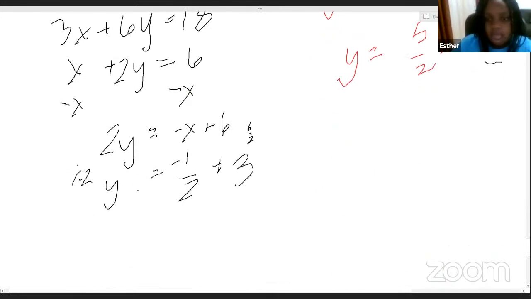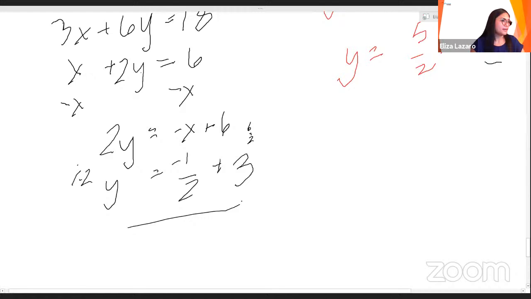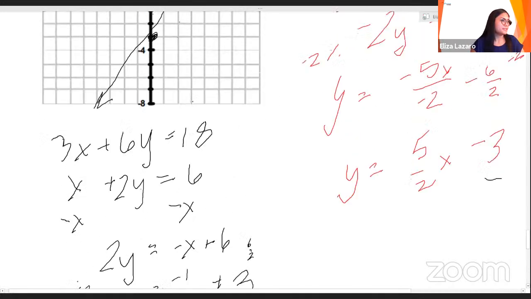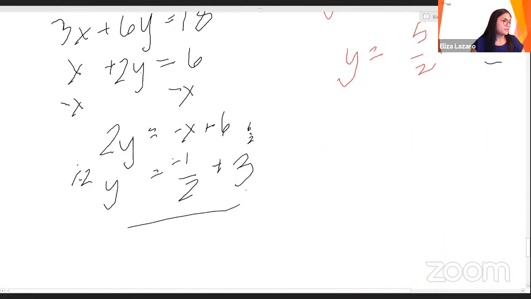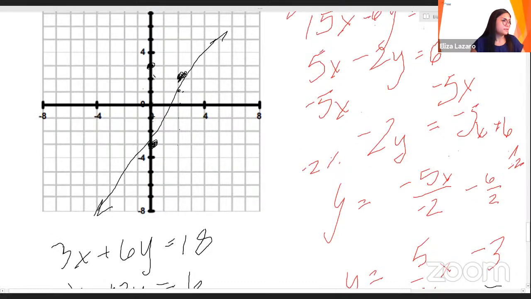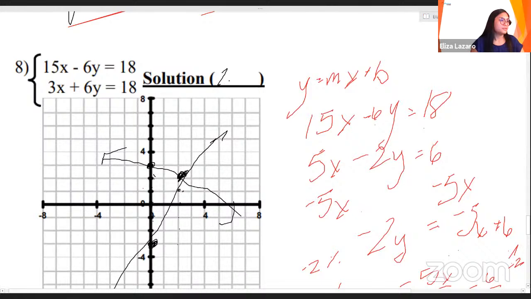Hello. And then we're going to plot this graph. Our y-intercept is 3. So we're going to start here. 3, 1, 2, 3. And our slope is negative 1, 2. So down 1 over 2. So they both meet at 2, 2. So that's going to be our solution. This point right here. So I hope that was helpful.